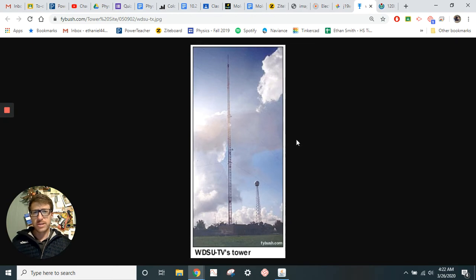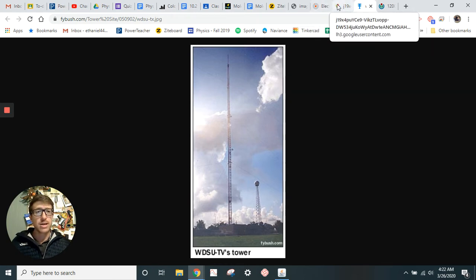Now, you guys have probably seen these before. They look something like this. They come in all sorts of different shapes and styles, but they're incredibly tall. This is WDSU's TV tower, and they use it to broadcast a television signal that you can pick up with an antenna on your TV and get cable television.